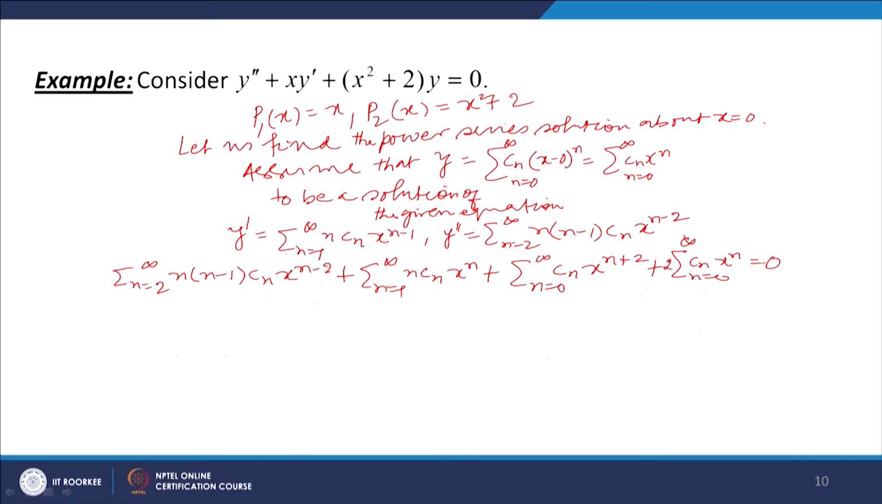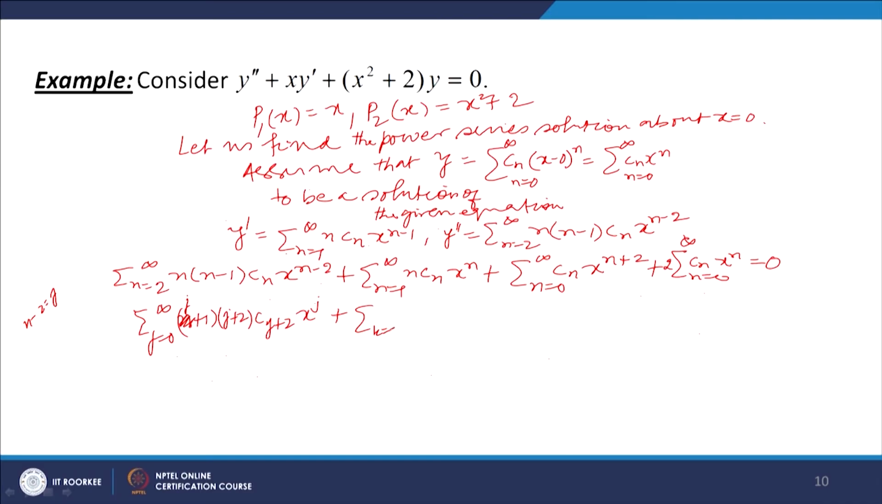Now, this equation holds for all real values of x. Okay. So, what we do, let us replace n minus 2 by j. This will give you j equal to 0 to infinity, (j plus 1)(j plus 2) C j plus 2 x to the power j. And here we put n minus 1 equal to k. So, we put k equal to n minus 1.